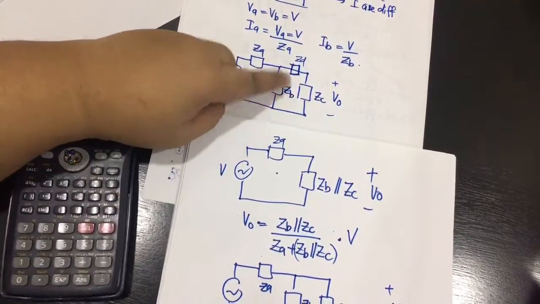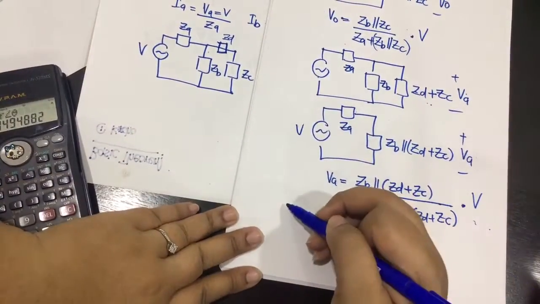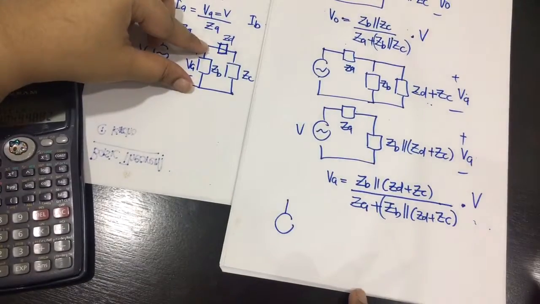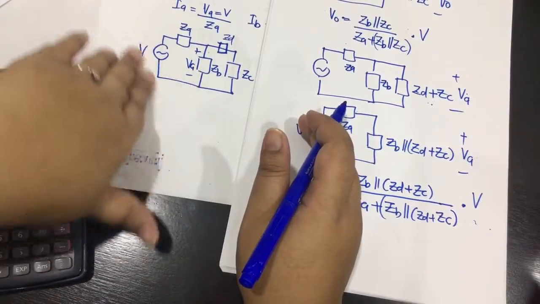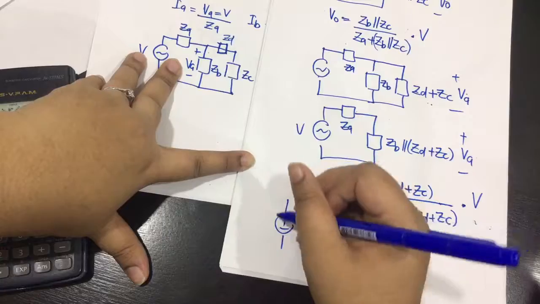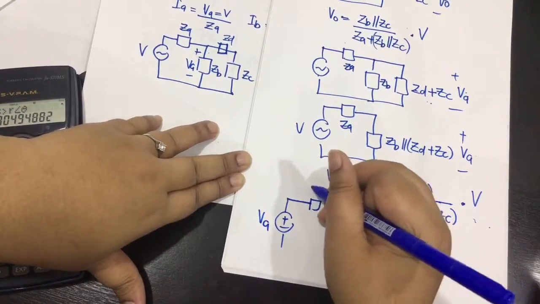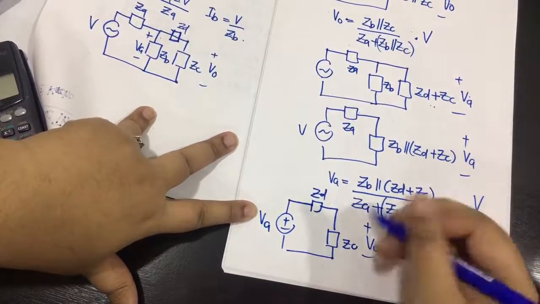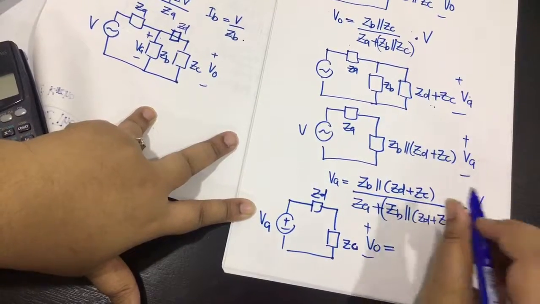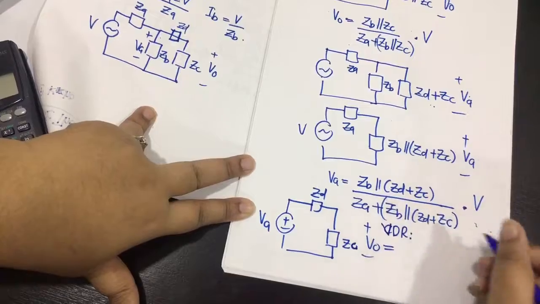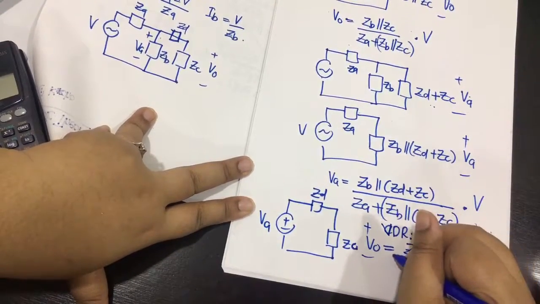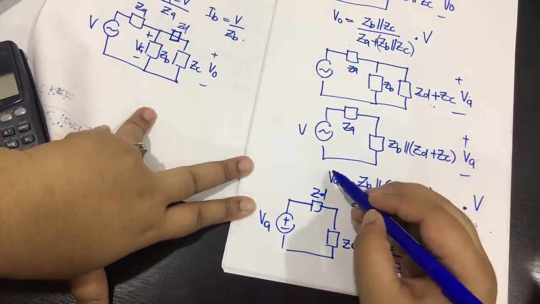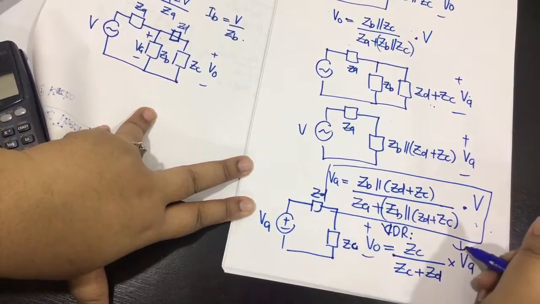what is VO. Okay. So now you already measure what is VA here. So now you can just ignore the rest part of the circuit. So substitute your source VA, then ZD and ZC, and you need to measure what is V naught. So apply VDR again. So ZC divide with ZC plus ZD multiply with VA. So VA, substitute this value in here.